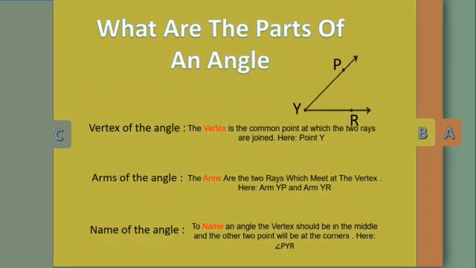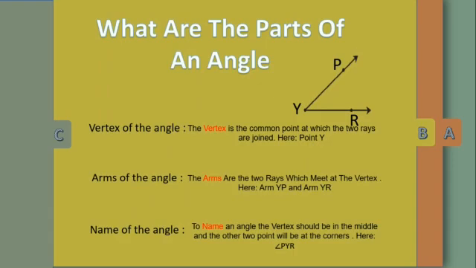What are the parts of an angle? First, vertex of the angle. The vertex is the common point at which the two rays are joined. Here, the vertex is point Y.